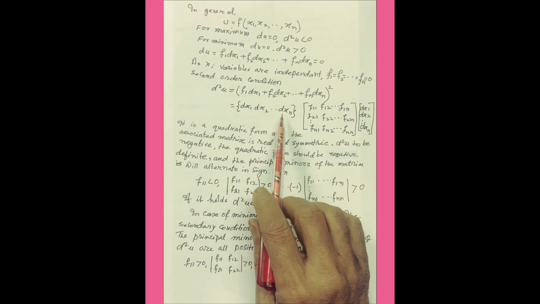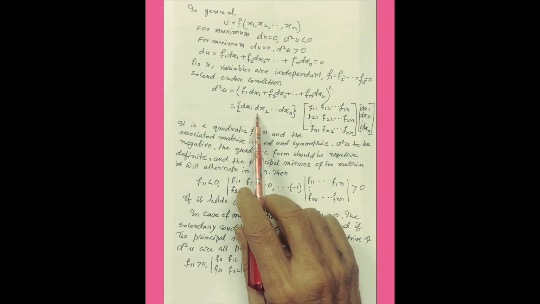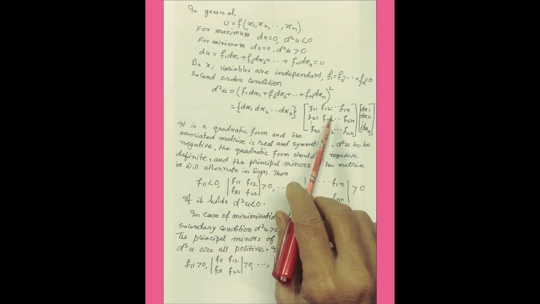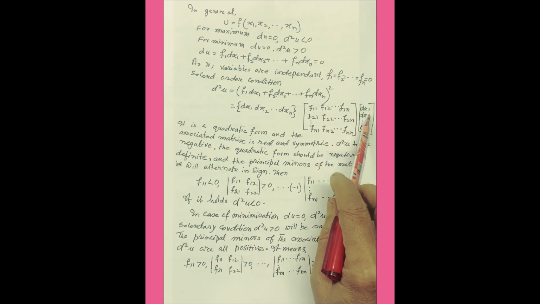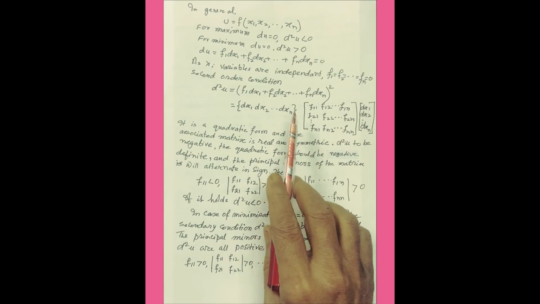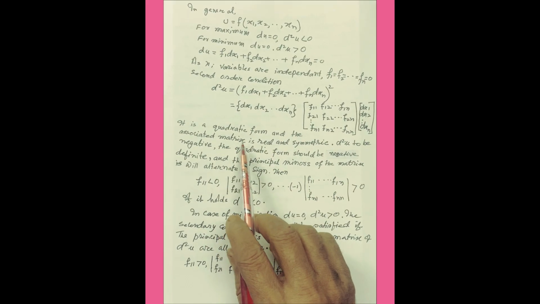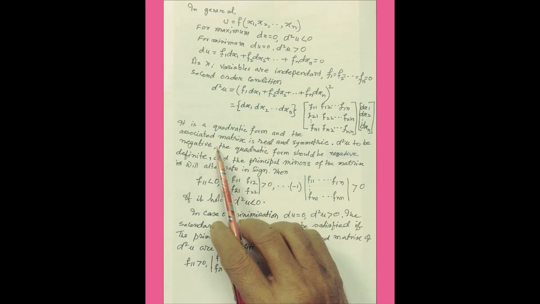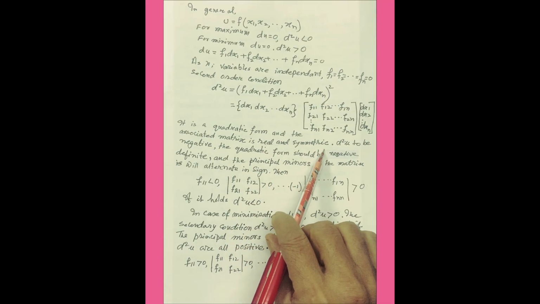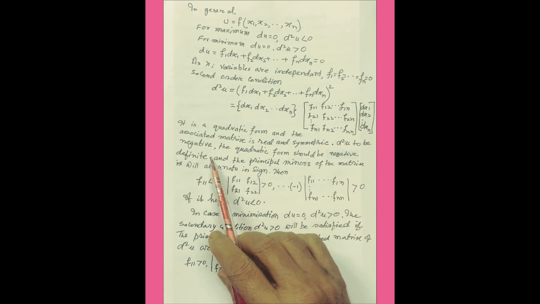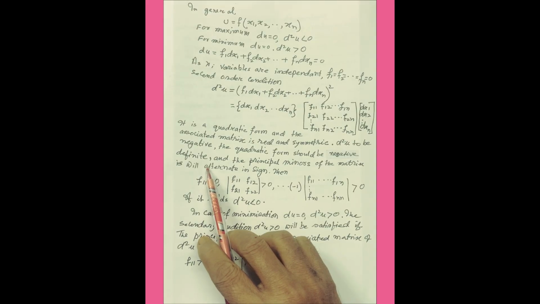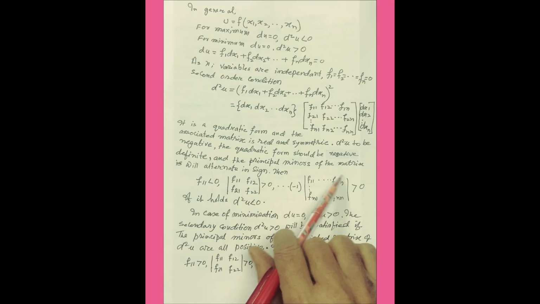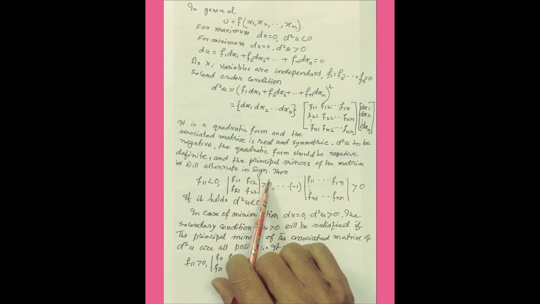And this can be written as dx1, dx2, so on to dxn, and this is the Hessian determinant multiplied by dx1 again. This is nothing but this. It is a quadratic form and the associated matrix is real and symmetric. For d square u to be negative, the quadratic form should be negative definite, and the principal minors of the matrix will alternate in sign.